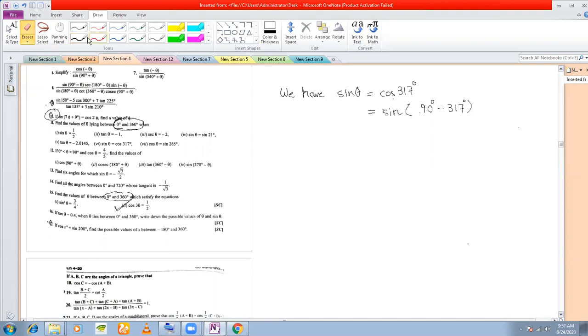3 into 90 degree. Sorry, 2 into 90 degree. Not 2, 1 into 90 degree. Two is even. Odd multiple. 1 into 90 degree plus 317 degree. Okay, can I accept this angle? 317 degree plus 90 degree is how much? It goes to 400 degree, right? But I have to find an angle between 0 and 360 degree. That means I cannot take this also.